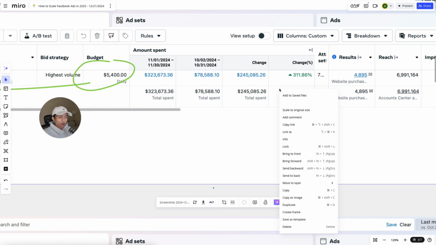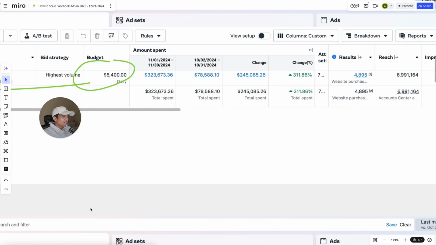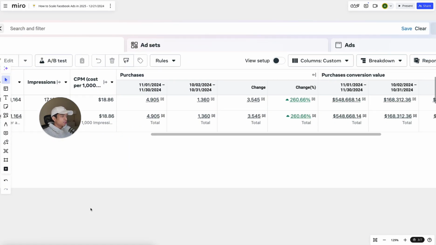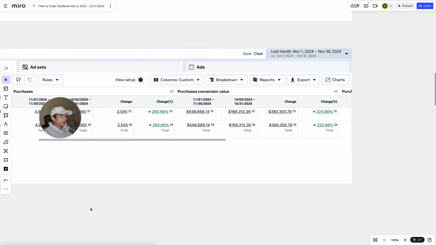So we tripled the ad spend through one single campaign. And that might freak you out if you are not used to running ads in one campaign. But as you'll see down here at the bottom, we actually saw a 260% increase in total conversions through Meta. And we also saw a 225% increase in conversion value.